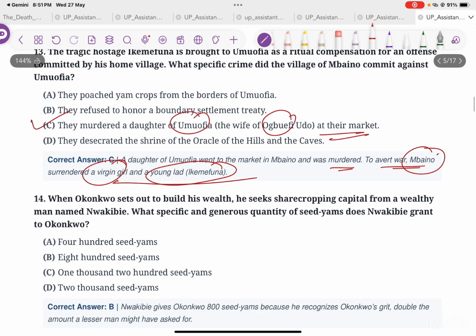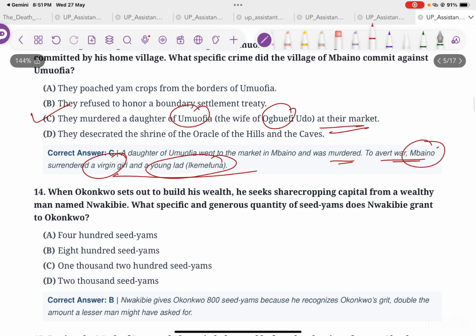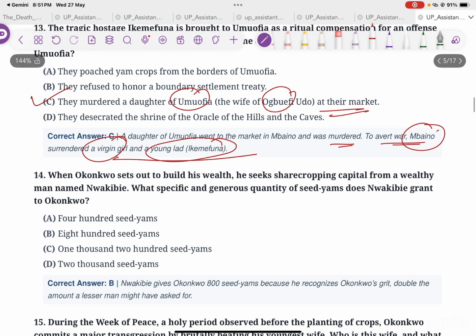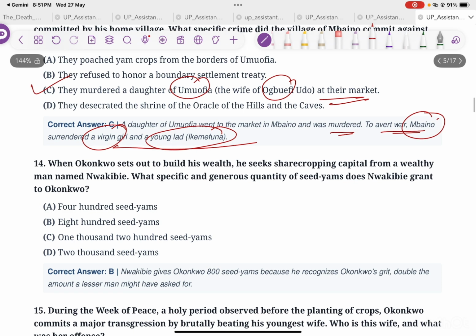When Okonkwo sets out to build his wealth, he seeks sharecropping capital from a wealthy man named Nwakibie. What specific and generous quantity of seed yams does Nwakibie grant to Okonkwo? He grants 800 seed yams.